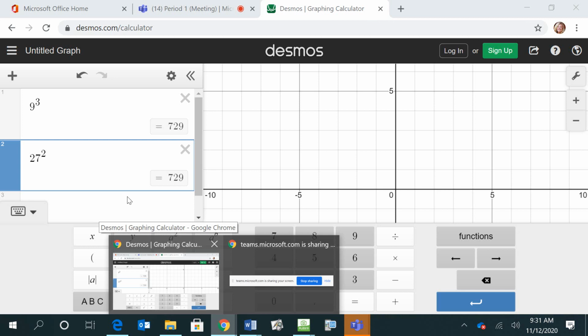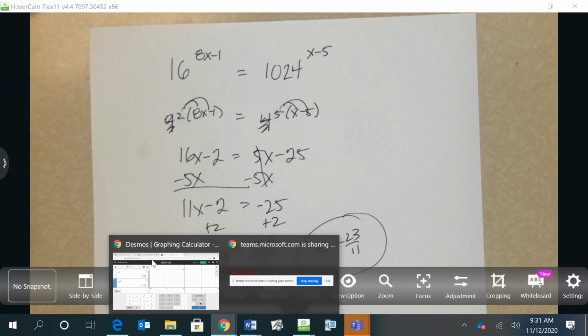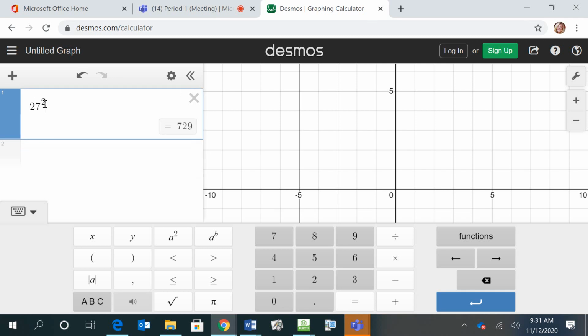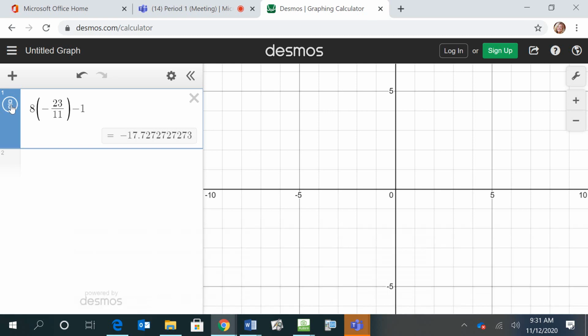So right now, at the very top, I have 8x minus 1, but I don't want an x. I want negative 23 divided by 11. Okay, that's really ugly. We need to be precise with our answers, which means we don't round unless it tells us to do so. So I'm going to click here.